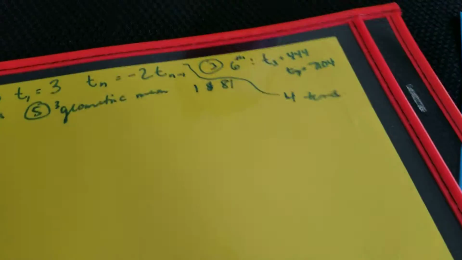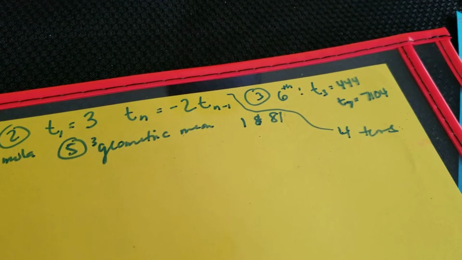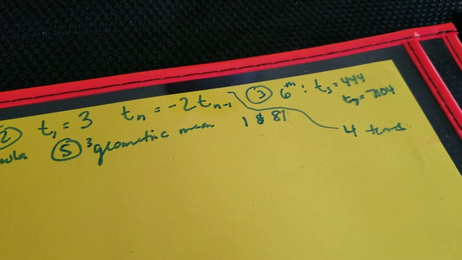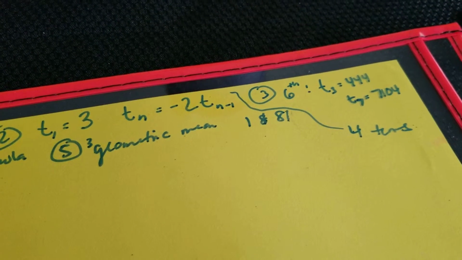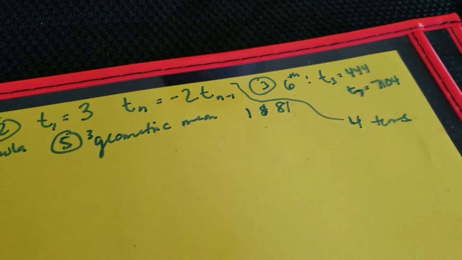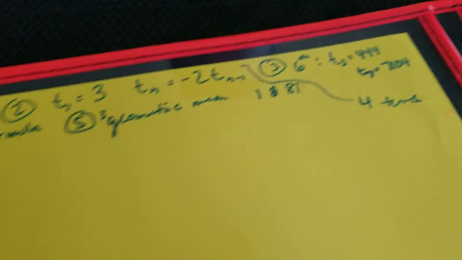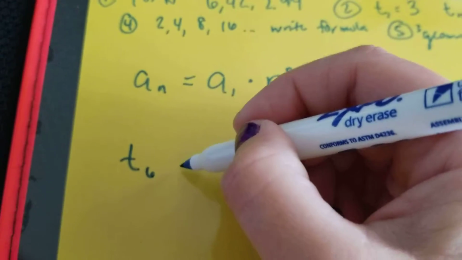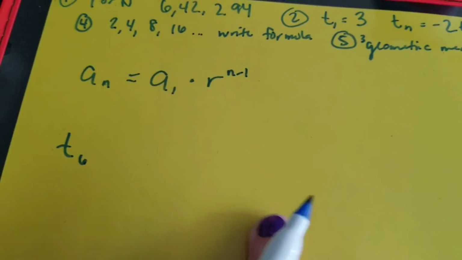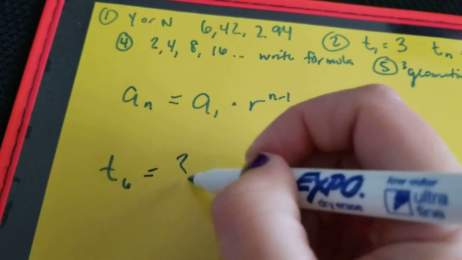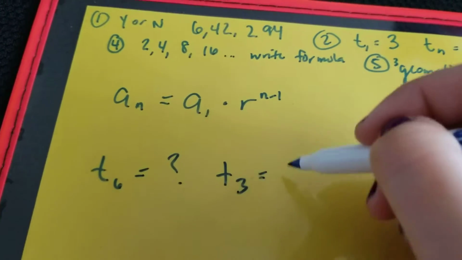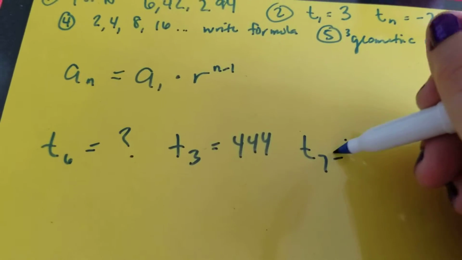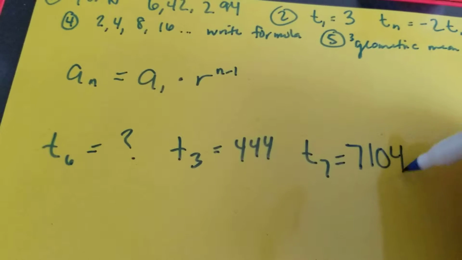Okay, for the third one, we're looking for the sixth term, given that the third term is 444 and the seventh term is 7,104. So we're looking for T6. The third term is 444, and the seventh term is 7,104.